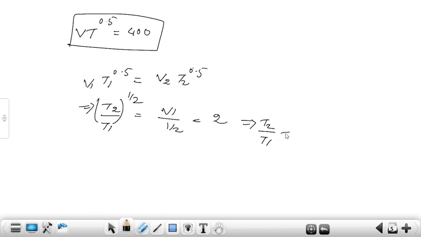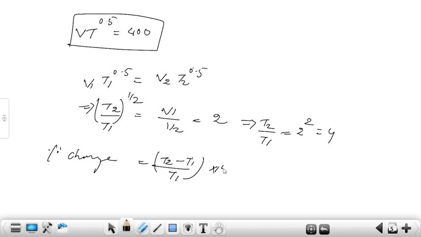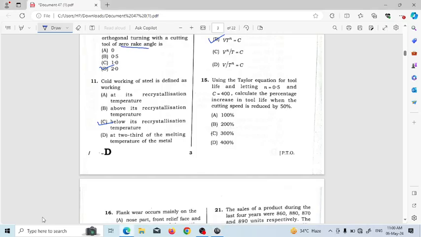T2 divided by T1 is equal to power 2, which is 4. Percentage change is equal to (T2 minus T1) divided by T1 into 100, which is equal to (T2 by T1 minus 1) into 100. So that is (4 minus 1) into 100, equal to 300%. So option C is the correct answer.